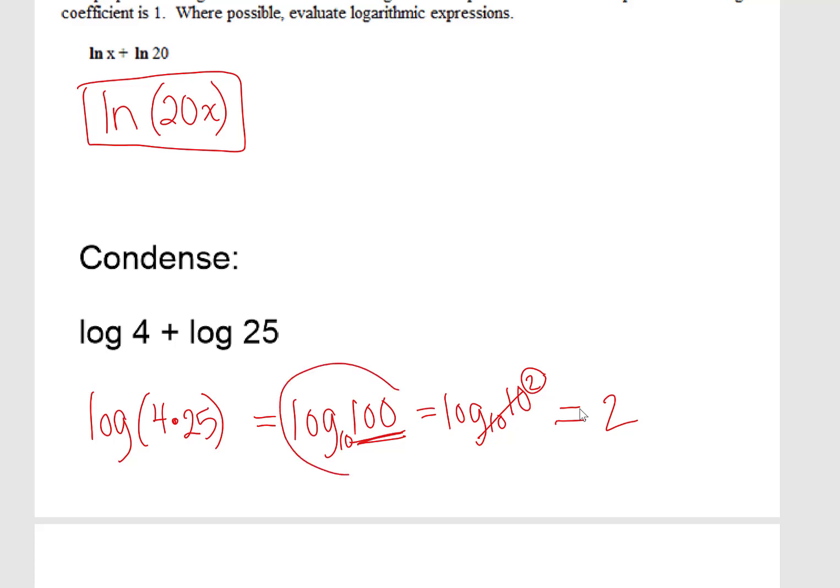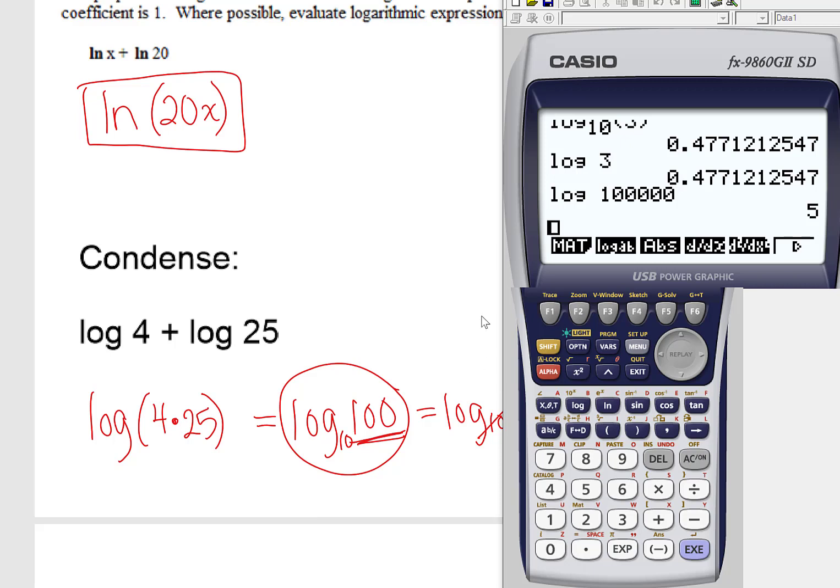Now let's say that you're here and you're not really able to identify what your base could be. Okay, so I would just put log 100 and look, it gives me 2.